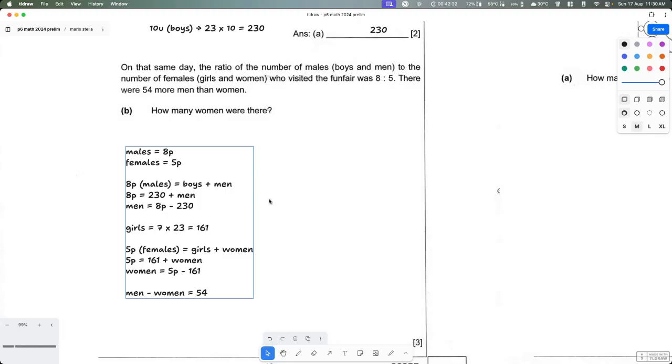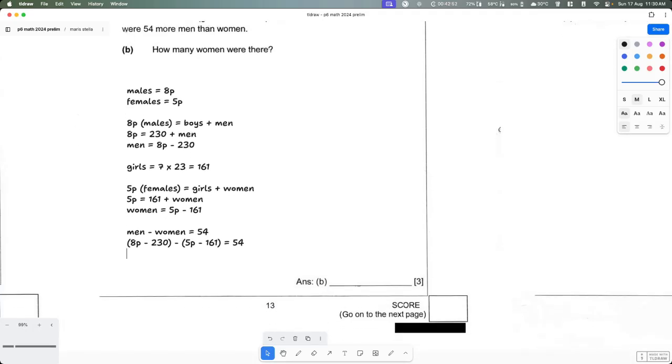So that means if you were to swap the man and woman, 8 parts, so men will be in brackets 8 parts minus 230, minus 5 parts minus 161, in this case woman, equal to 54. So if you were to simplify, this will be 8 parts minus 230 minus 5 parts plus 161. Inside the bracket, minus will be plus 161, equal to 54.